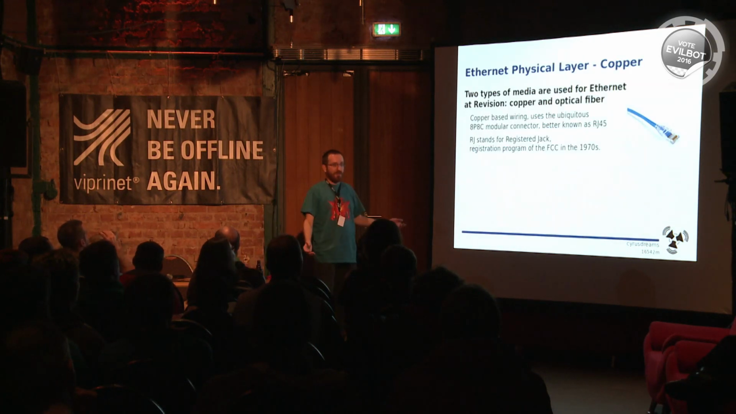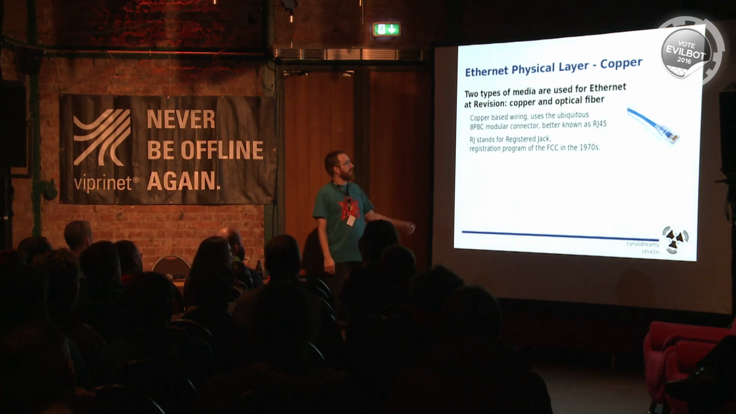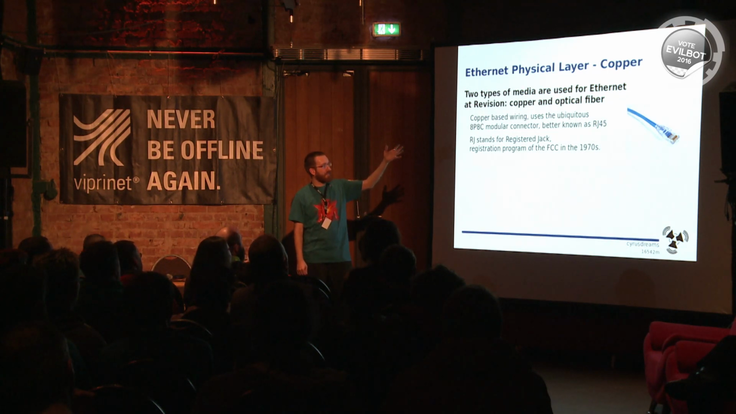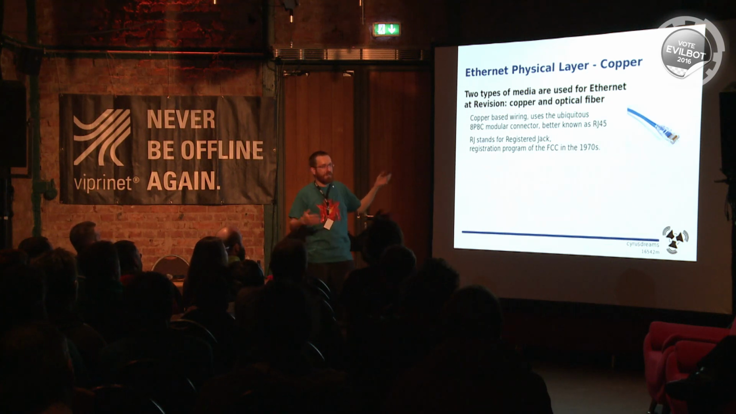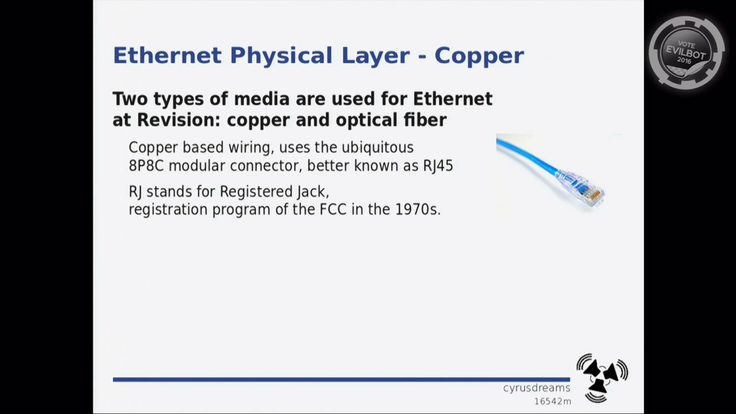And data, we must not forget data. It's getting more and more important. We have the Ethernet physical layer, which can have two varieties here at Revision for Ethernet. That is copper and optical fiber. And we have this connector that everybody has. It's the 8P8C modular connector. That's the proper name for this thing.